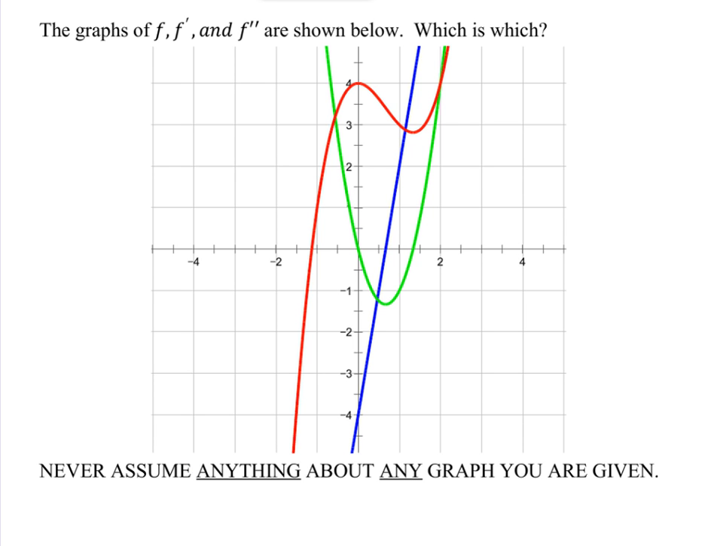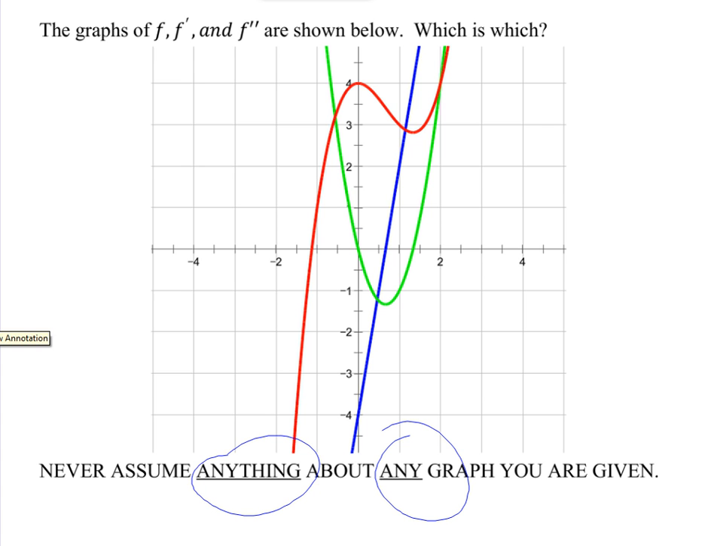Yes. You cannot assume ever anything about any graph that you're given. Never. Doesn't matter if it looks like a cubic and a quadratic and a linear function. You can't assume. Because this quote-unquote line right here could, off the window that I have given you, do this. Suddenly it's not a first-degree polynomial anymore. It's something totally bizarre. Okay? That would change everything, right? So you can never assume anything.